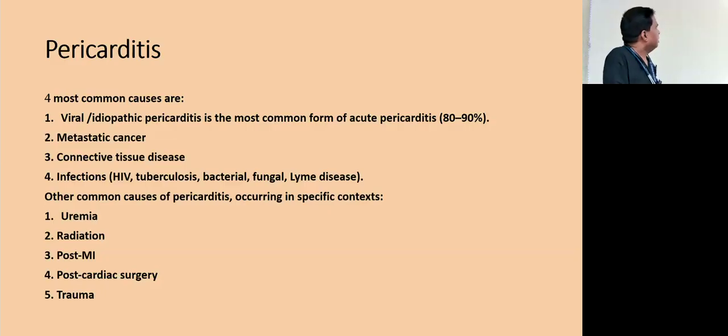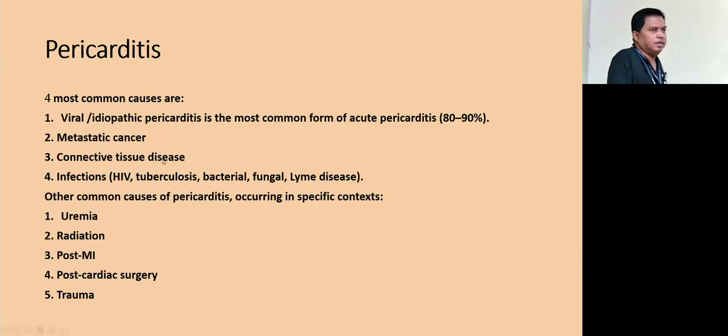In pericarditis, the most common cause is idiopathic or viral. It is the most common form of acute pericarditis, around 80 to 90%. In idiopathic pericarditis, it doesn't have a large effusion. It will have some small or moderate pericardial effusion, not large. And then metastatic cancer, usually from close to the heart, lungs and breast. These are the common primaries for metastatic cancer in the pericardium.